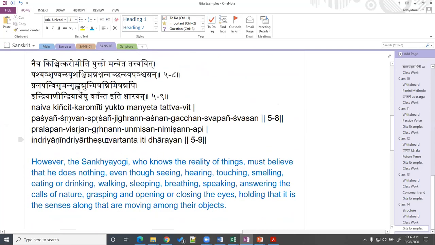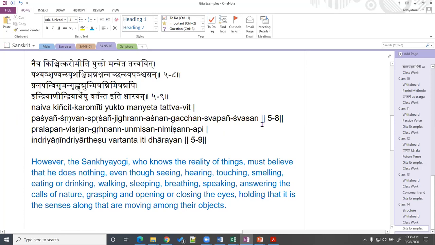Now this is a very interesting verse regarding this participle. And if you don't have the knowledge of this participle, you cannot understand this verse. You see this whole sentence, it is just one word. So is this. It looks like a pretty intimidating sentence, how to make sense of it. But if you know the participle forms, you can actually split them. Pashyan, shrunvan, sprushan, jighran, ashnan, gachhan, svapan, shvasan, pralapan, visrujan, grihnan, unmishan, nimishan.